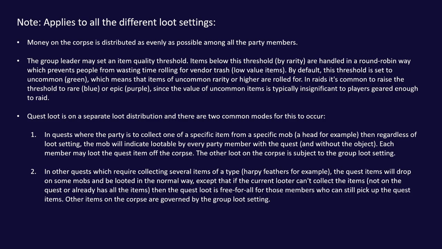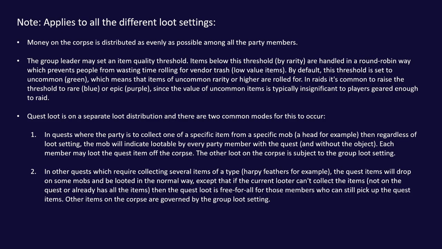By default, this threshold is set to uncommon, which is green, which means that any items of green or uncommon rarity or higher will be rolled for. While in raids, it's common to raise the threshold to rare, which is blue, or epic, which is purple, because the value of uncommon items or lower is typically very insignificant for players who are sufficiently geared and skilled to do the raids.